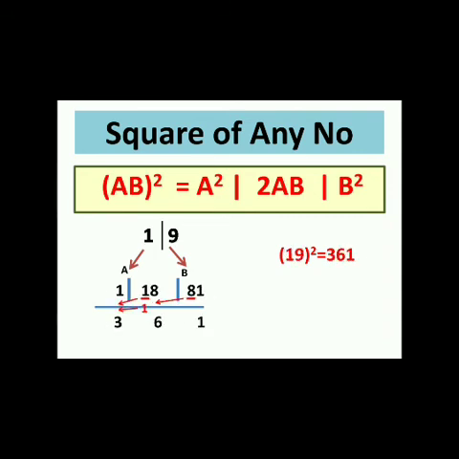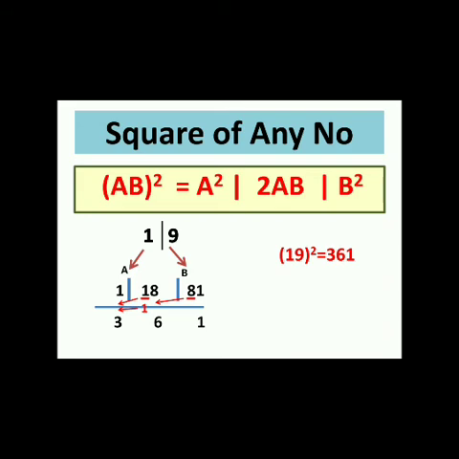Okay, then we come to one more number, that is the square of 19. So my 9 becomes B, my 1 becomes A, right? So 9 ka square is 81. Then 2AB becomes 9 ones are 9, into 2. So 9 ones are 9, into 2 is 18. Then 1 ka square is 1. Now I have to add all this.